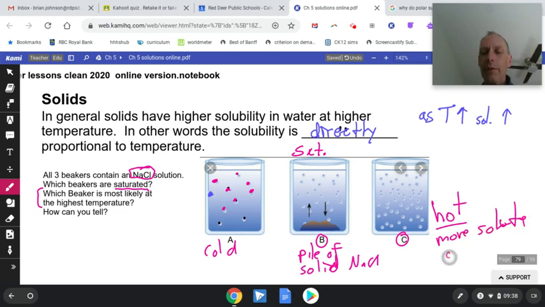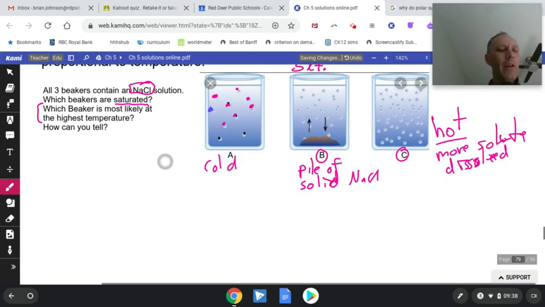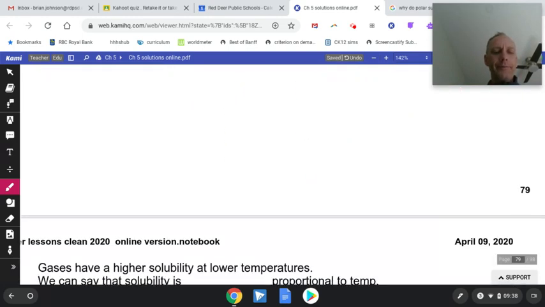More solute dissolved. Okay, makes sense? Now this rule only applies for, that's so messy, I'm sorry. So it only applies for ionic compounds.